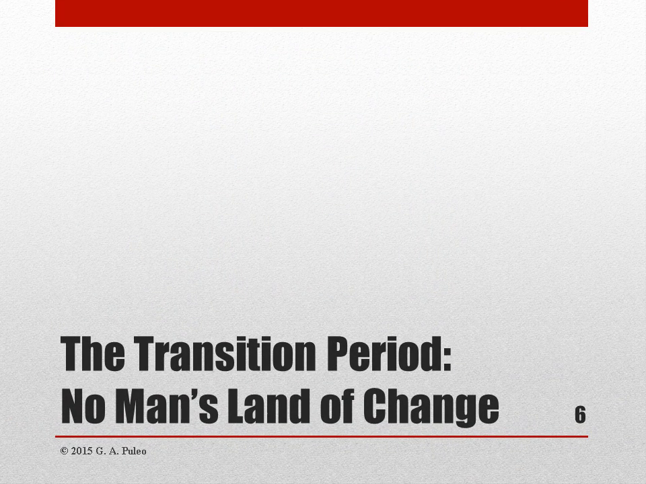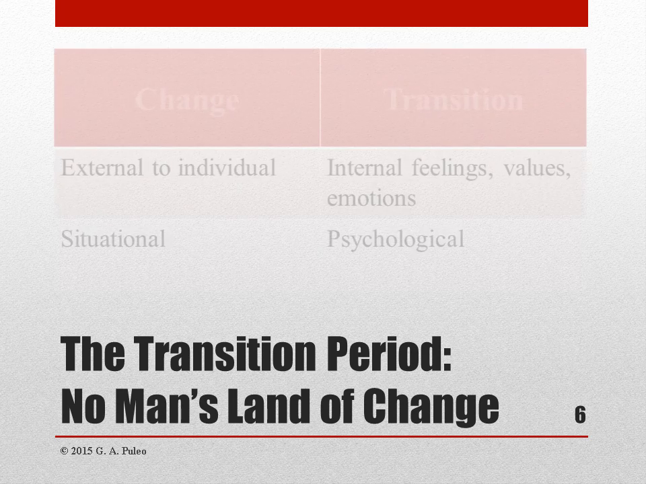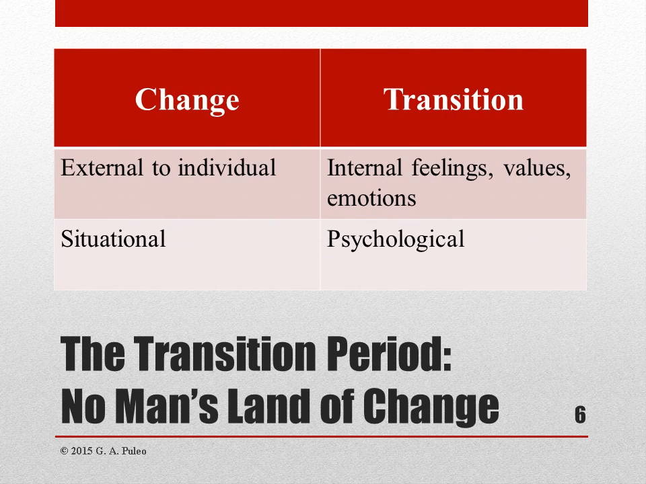So this no man's land of change, or where the chaos occurs, is in something called the transition period. And the transition is very different from the change itself. Change is something that happens outside of you. It's external to you. In other words, it's situational. The transition period is internal. It's your psychological or emotional reactions to the external changes that are happening around you and that are affecting you.